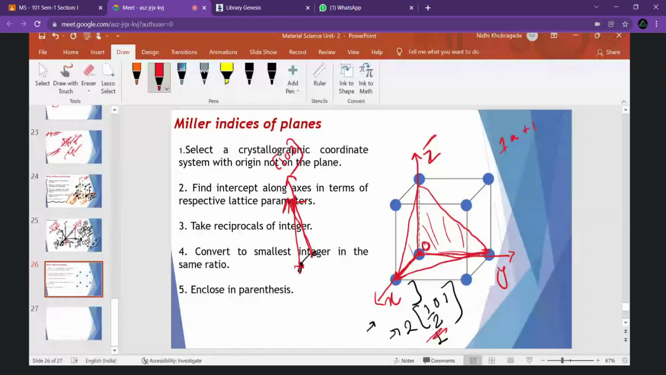So by taking the intercepts, we have selected all 3 intercepts as 1. So we have 1a plus 1b plus 1c, meaning 1 1 1. The next step is to take the reciprocal of the integers. So these are the integers, and the reciprocal will be again 1 1 1. Then, according to the next step, we have to convert it into the smallest integer.